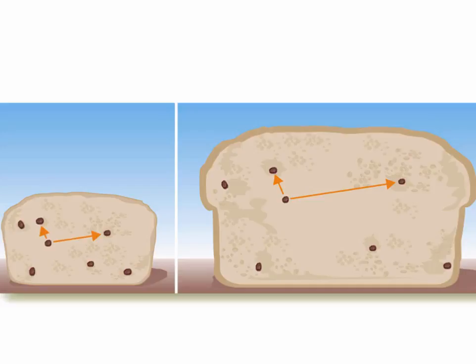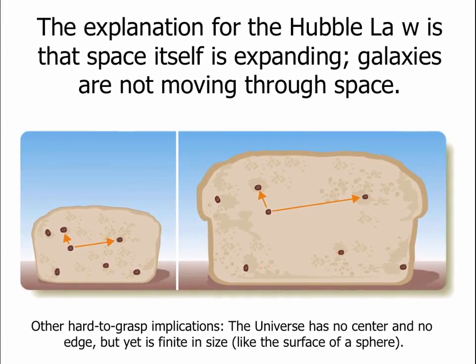So here we show arrows from one raisin to two other raisins, and you see that as the loaf has doubled in size, the distance between that one raisin and all the other ones has doubled. And if you pick any other raisin in the loaf, you would find the same thing. For example, let's pick this one here. On the left, when the loaf is small, you see that the distances are small. And on the right, after the loaf has grown, all of the other raisins are further away from this one. So in other words, that raisin would see all the other raisins in the loaf moving away from it. In fact, it doesn't matter which raisin you pick in this loaf of bread, all the other raisins appear to be moving away from it.